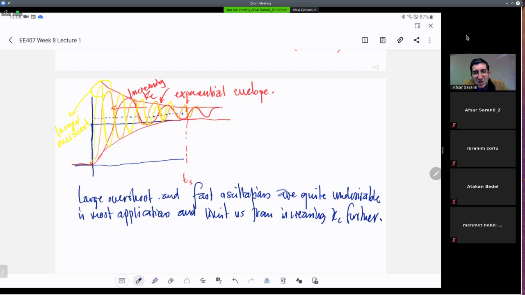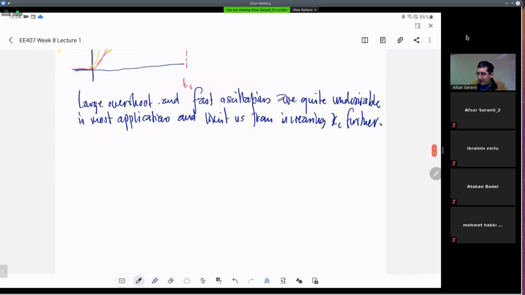In some applications, making the system faster at the expense of larger oscillations might be acceptable, but there are many other applications where this is clearly undesirable. Let me give you some examples. In fact, examples that we have discussed before. For example, an elevator position control problem.